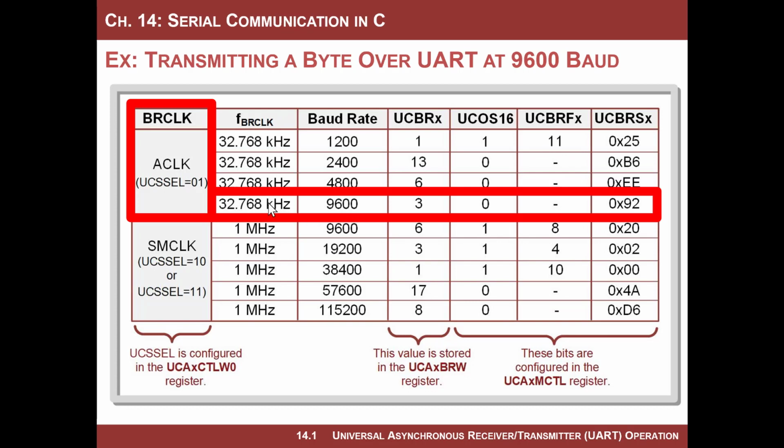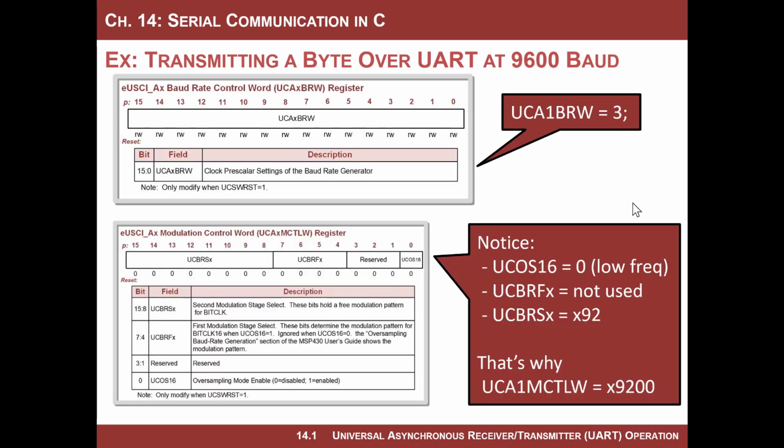Whereas if I do 9600 using A clock, I can leave this bit cleared, indicating low frequency mode, and I only have to set the second stage modulation settings. So why don't we choose that one? It'll show us how to use A clock, and it's just flat out easier to set up. Remember, this 3 is the prescaler, where I take 32K and divide it by 9600 and I get 3 point something. So I put the integer part in there, and then I look up in the table for the first stage modulation settings, and I get 92.